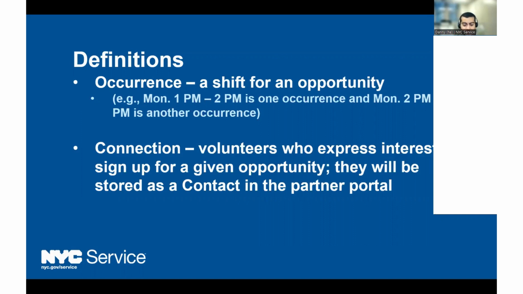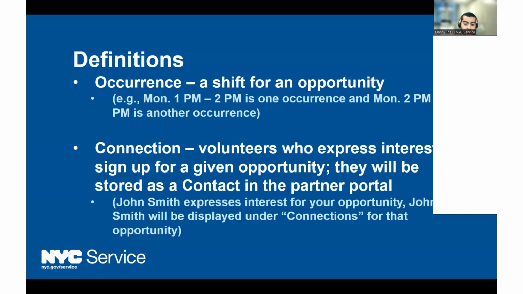The next definition is connections, which we just kind of went over. A connection is established in your partner portal when a volunteer either signs up or expresses interest for one of your opportunities. Even if they remove themselves later, they'll still be a contact, but it'll show as a connection. So when you go to your volunteer opportunity, you can scroll to the bottom to connections, and you'll be able to see the names of those who have either signed up or expressed interest. And we can see that later in the partner portal. So for example, if John Smith expresses interest for park cleanup, John Smith will show up as a connection for that volunteer opportunity.